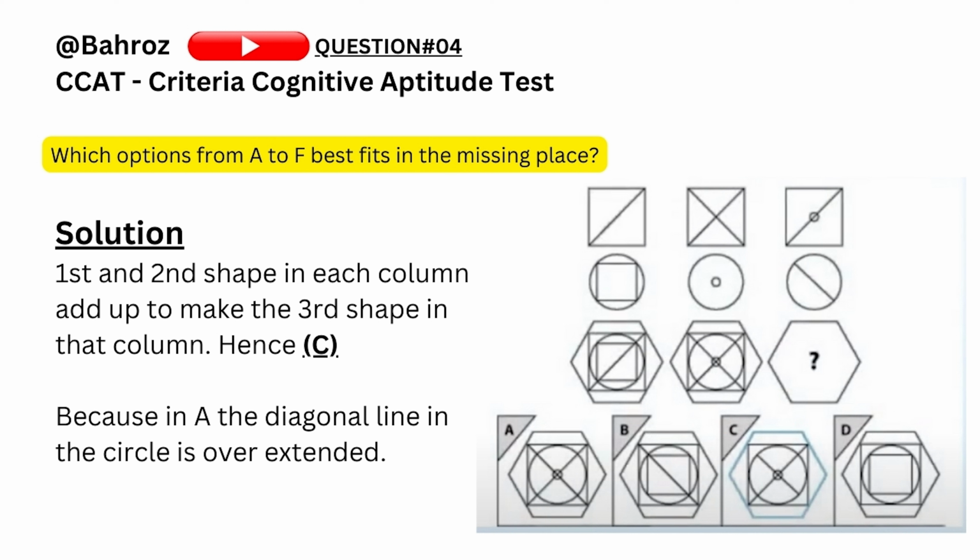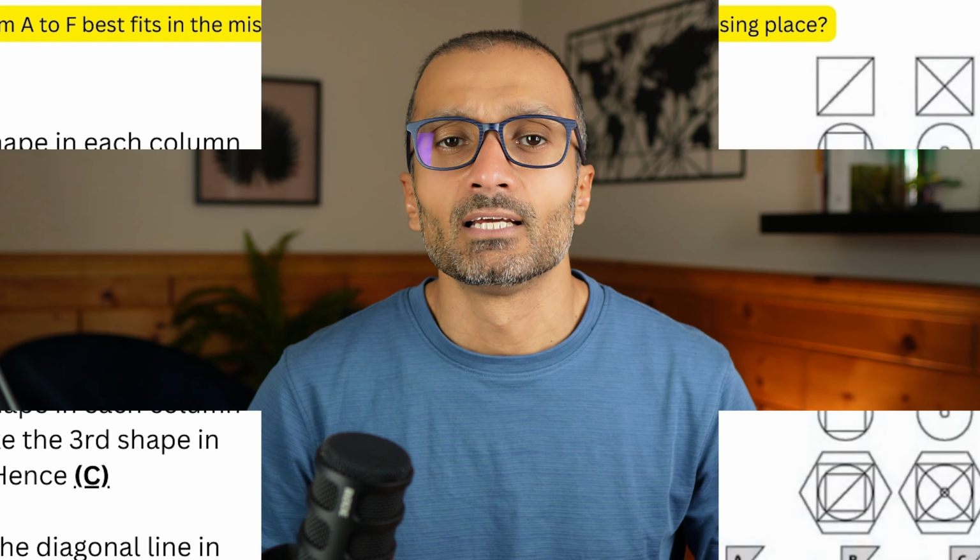Question number 4, which option from A to F best fits in the missing place? Here the first and second shape in each column add up to make the third shape in that column. Hence C is our answer, because in column 3 we have to add the square shape and the circle shape together to form the third shape. The two that are kind of similar are A and C. However, in A, if you notice, the diagonal across the circle is extending beyond the circle. So A won't be the answer, it would be C, because in C, the diagonal across the circle is remaining within the circle.